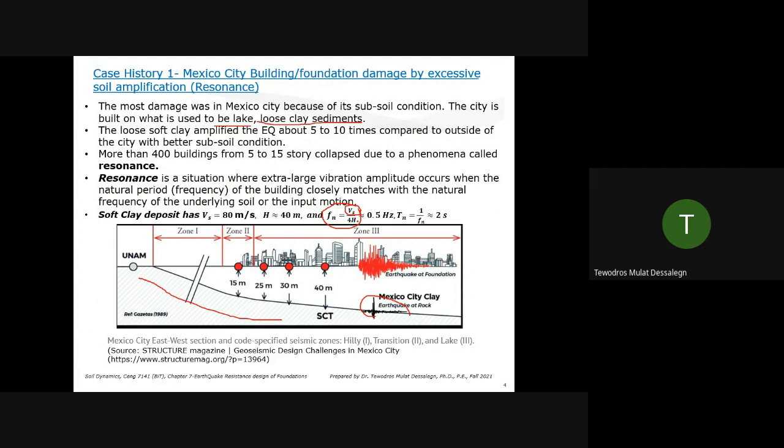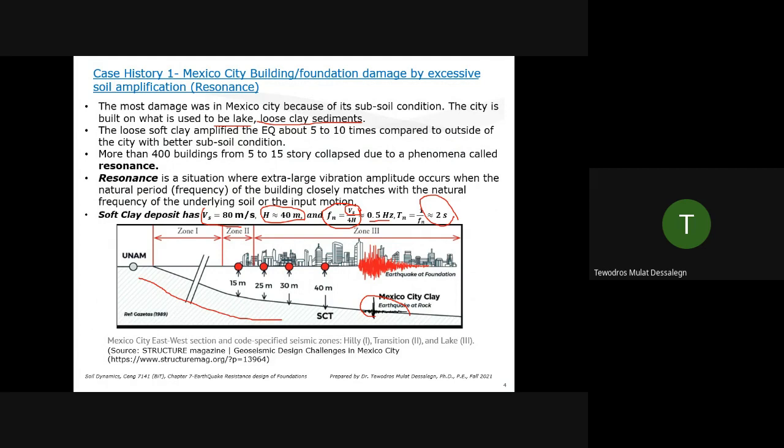So we'll derive this equation in chapter 9. But for now, assume you can calculate the fundamental frequency of the soil with this Vs by 4h approximately. For depths around 40 meters, the shear wave velocity of that site is around 80 meters per second. It's a loose soil deposit, a loose clay deposit. And the fundamental frequency is around 0.5 hertz, a period of around 2 seconds.